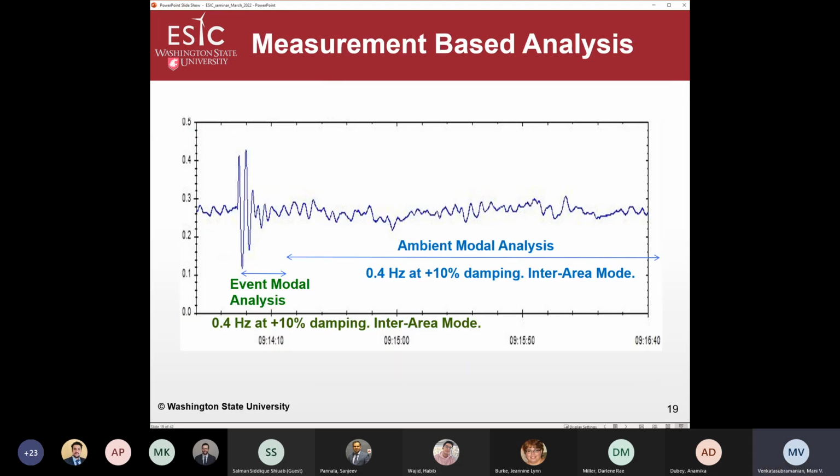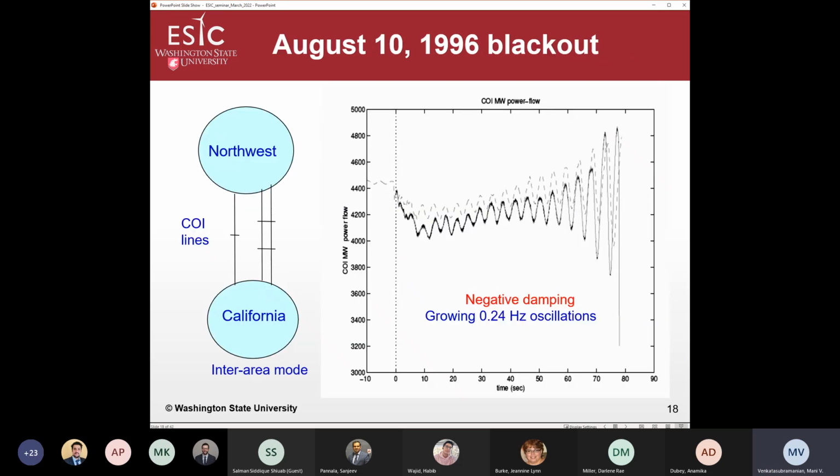So how do we analyze these using measurements? Models are one of the challenges. In fact, I should mention this: in the 96 event, when we simulated the system using planning models that were used for determining the tie line limits, and replayed the same event conditions as the system faced during the blackout, with all the trippings, the system remained stable. So the model showed the system to have been operating nominally, whereas the real system had a severe blackout.